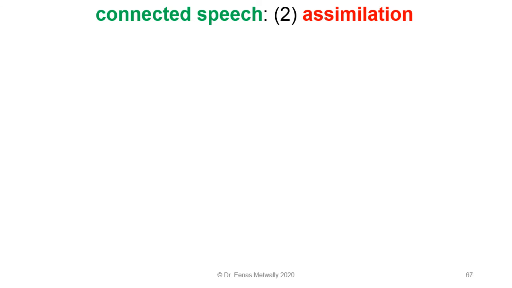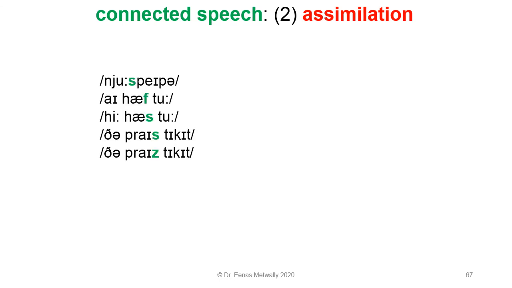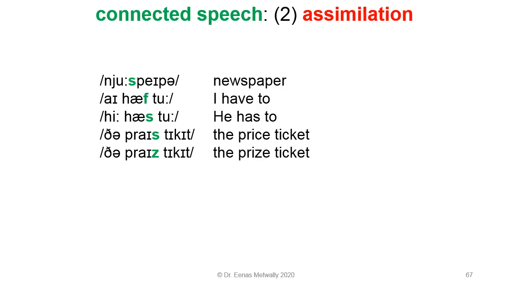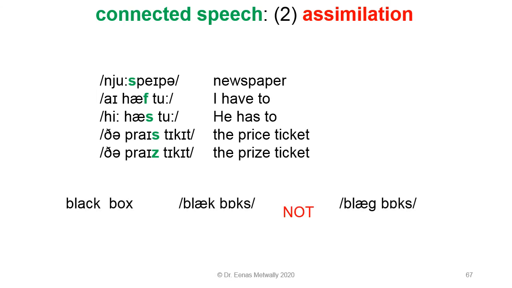We also use assimilation within words. We say newspaper, I have to, he has to, but there's a big difference between the price ticket and the prize ticket. And remember, it's black box, not black box. Great day, not great day.